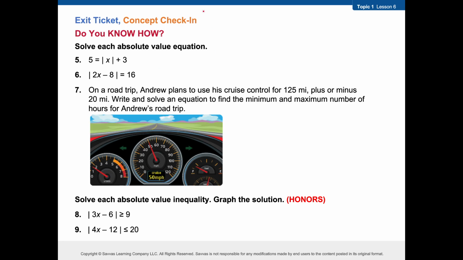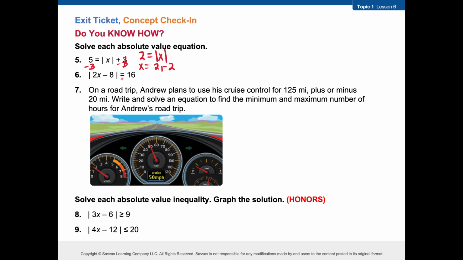All right, we can try these. Solve each absolute value equation. Again, get the absolute value bar by itself. Minus 3, minus 3. 5 minus 3 is 2 equals the absolute value of x. So what numbers take 2 spaces to reach 0? x can equal 2 and negative 2.